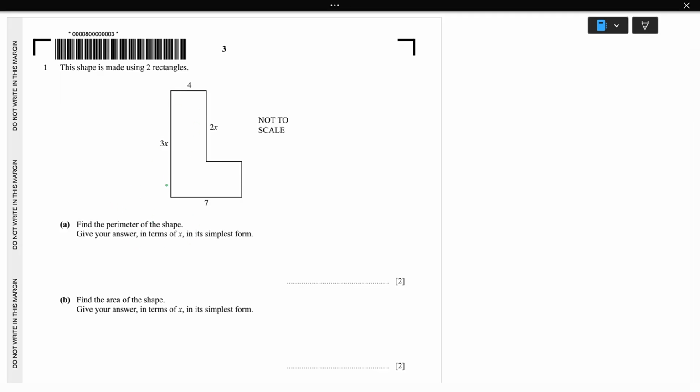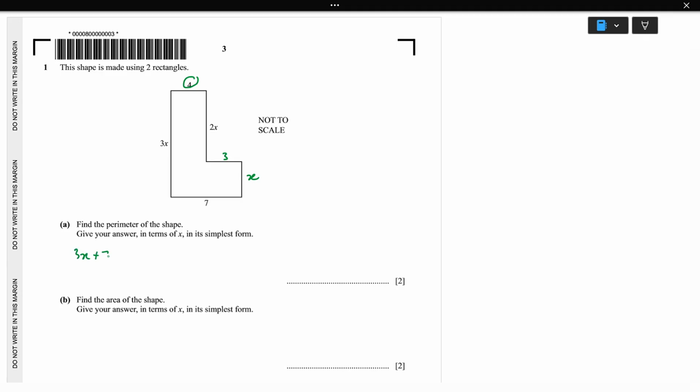For the perimeter, we need to find all the sides first. The entire length is 3x. Here to here is 2x, so this part is going to be x. The bottom entire length is 7. The top is only half, which is 4, and the rest is going to be 3 here. So now we can add everything.